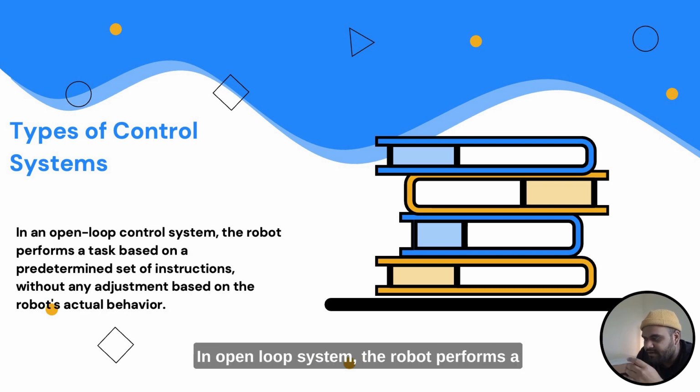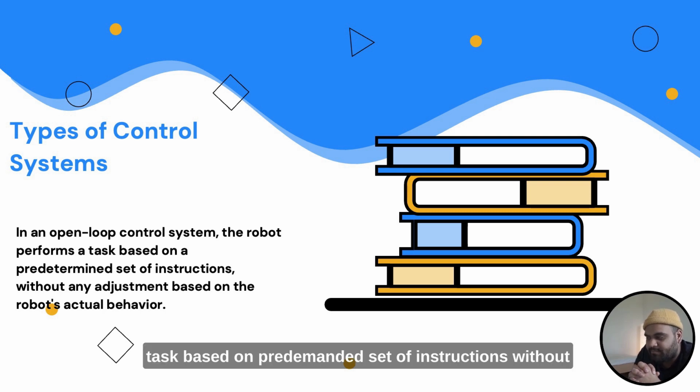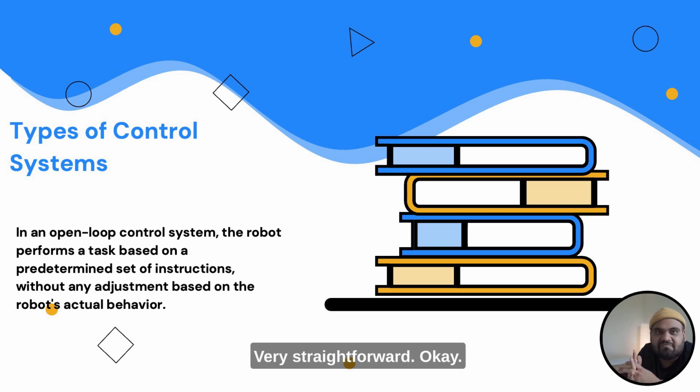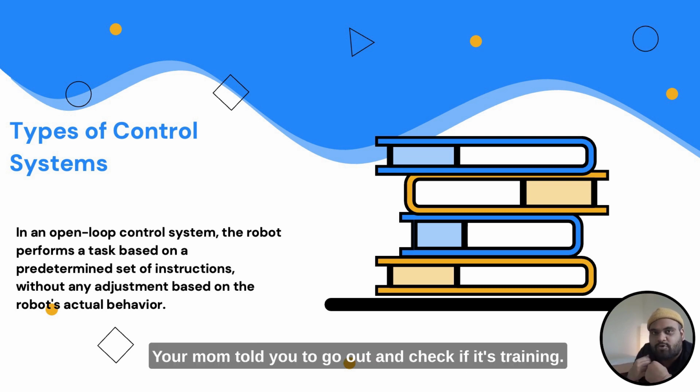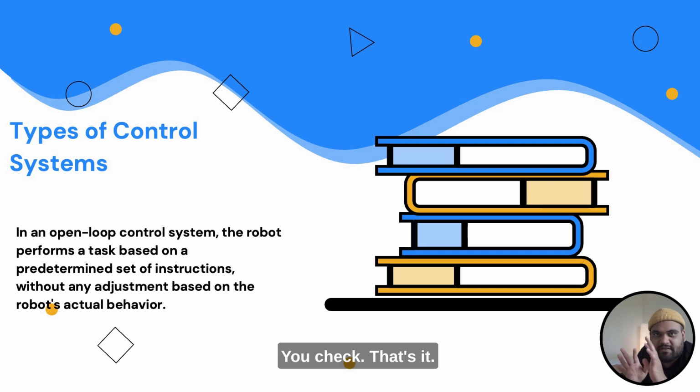In an open loop system, the robot performs a task based on a predetermined set of instructions, without any adjustment based on the robot behavior. Very straightforward. Your mom told you to go out and check if it's raining. You checked. That's it.